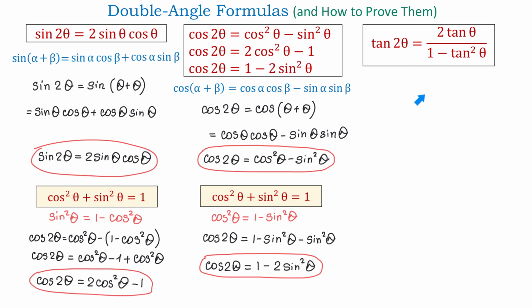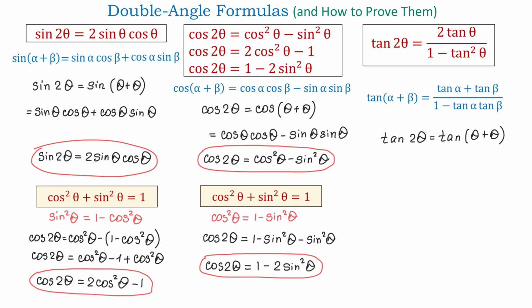And now to prove the last formula, we will need to use the addition formula for tangent. The formula is tangent of alpha plus beta equals tangent of alpha plus tangent of beta over 1 minus tangent of alpha tangent of beta. And again, to use this formula, we will need to write 2 theta as theta plus another theta. So again, we will write tangent of 2 theta as tangent of theta plus another theta.